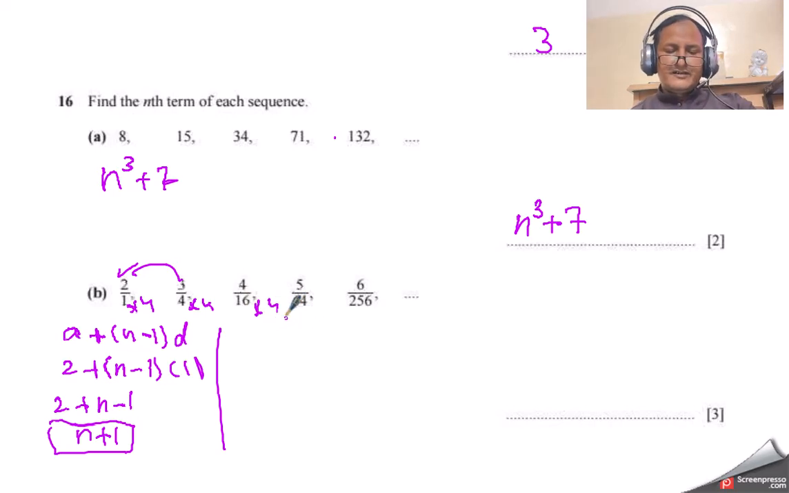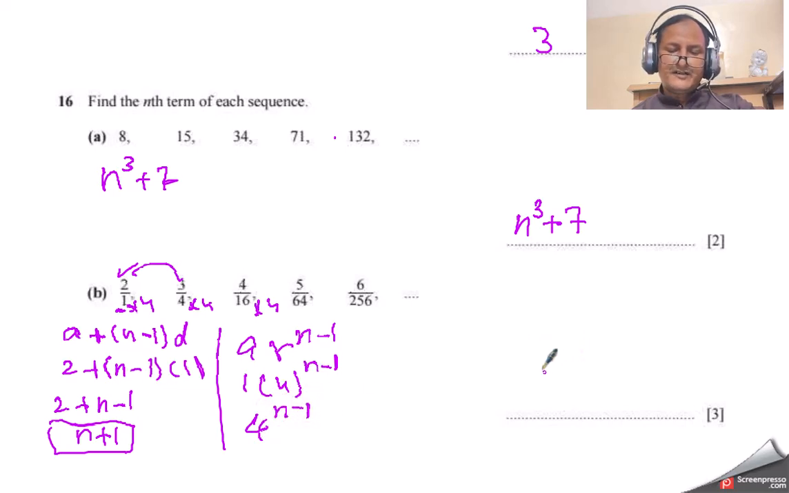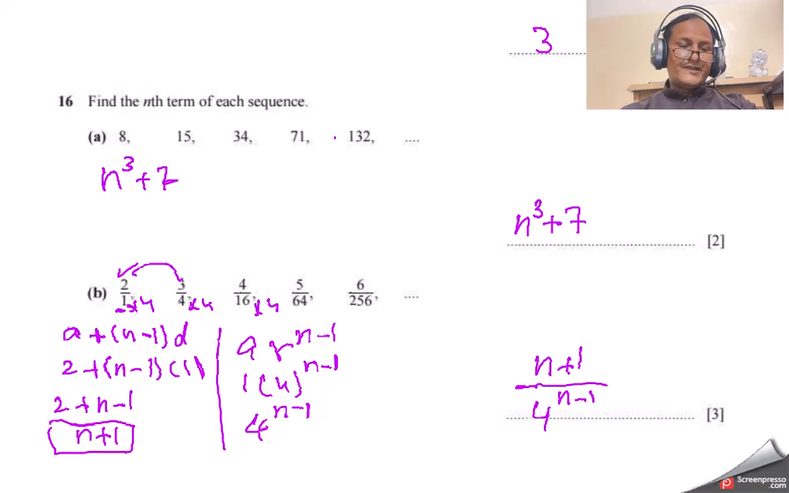Okay, that was the arithmetic sequence, and now we have the geometric sequence with common ratio: a r to the power n minus 1. Here a is 1, r is the common ratio 4, and the power is n minus 1, so we have 4 to the power n minus 1. Putting them together, the numerator is n plus 1 and the denominator is 4 to the power n minus 1.